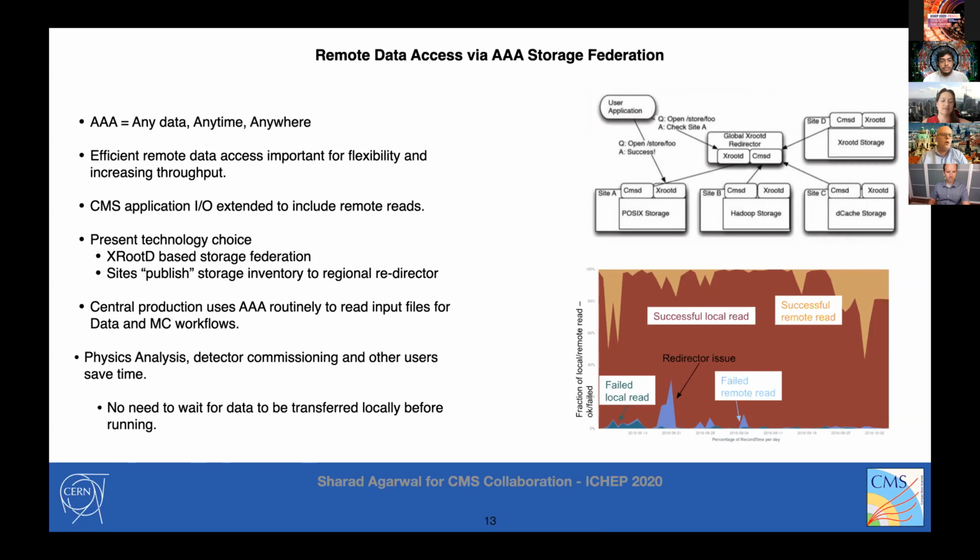The central production uses AAA routinely to read input files for data and Monte Carlo workflows, and physics analysis, detector commissioning, and other users also save time because no one needs to wait for the data to be transferred locally before they start running their jobs. You can see in the graph on the right-hand side that the successful remote read has been better than the successful local read, and we had a very low failed remote read.